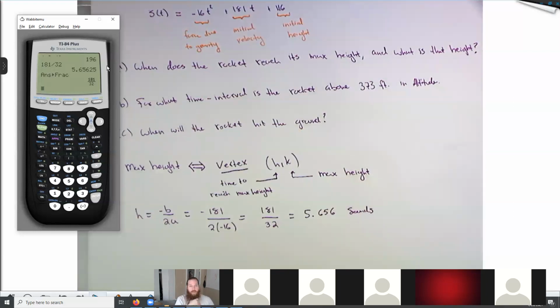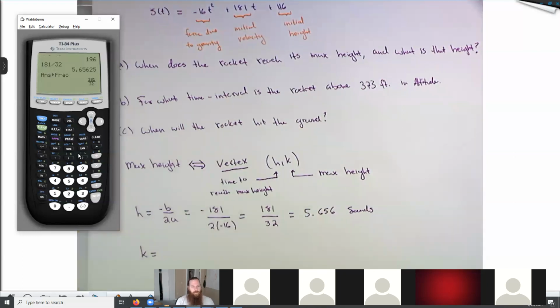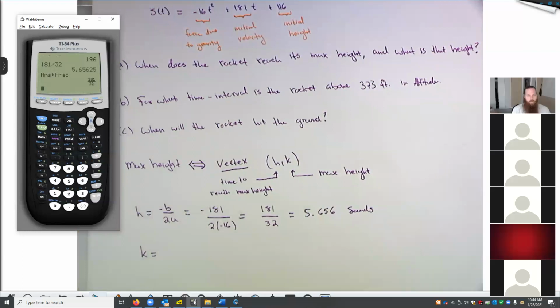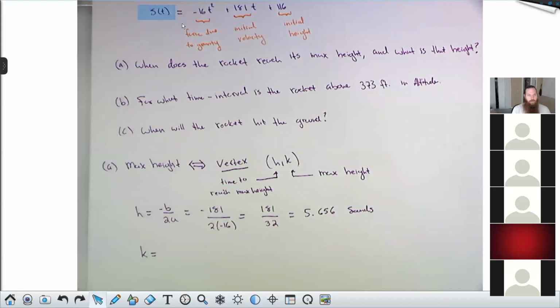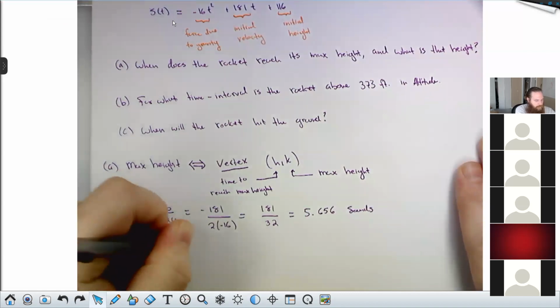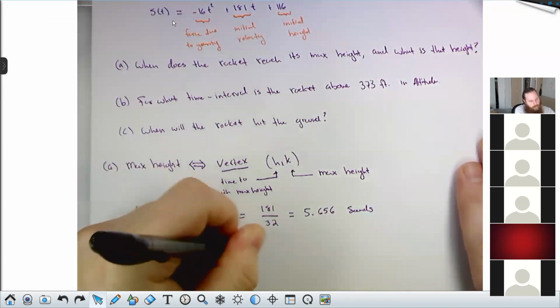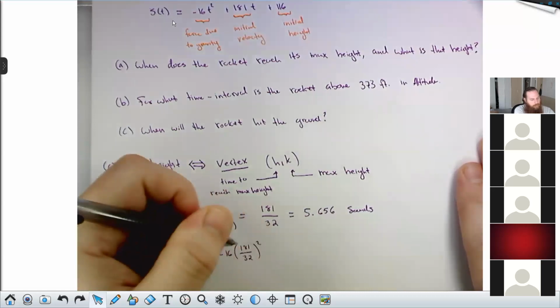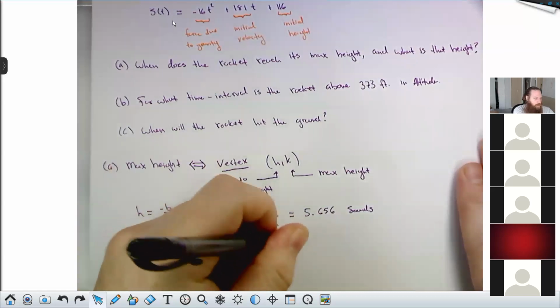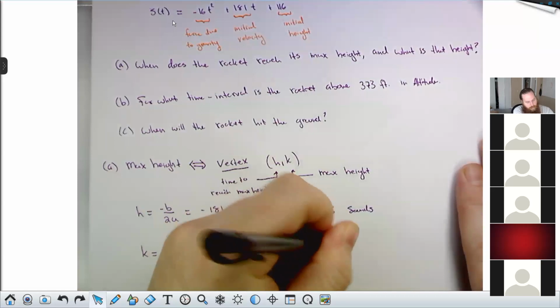And if I want to find k, I have to plug h in. So here my function is called s, right? Not f. So rather than saying f of h, I'll say s of this. I need to calculate s of 181 over 32, which is negative 16 times 181 over 32 squared plus 181 times 181 over 32 plus 116.